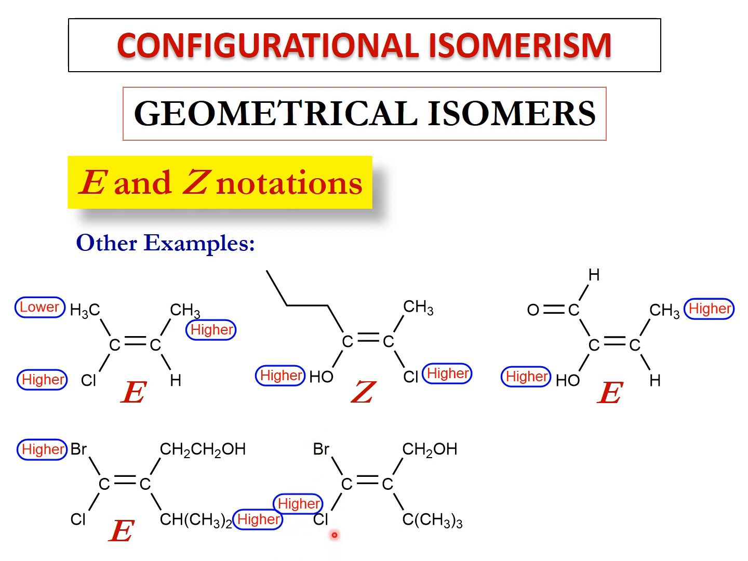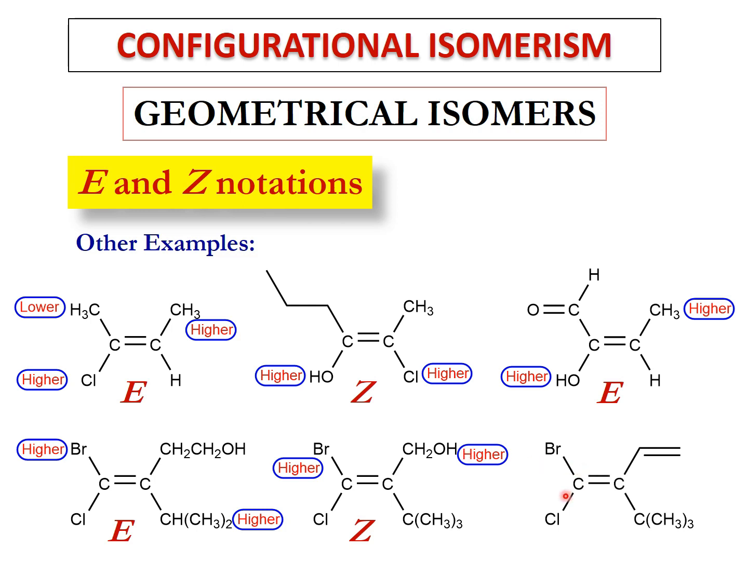Again, we have a bromine and chlorine, so bromine has a higher priority. On the right hand side, we have a CH2OH and this butyl group attached, in which a carbon atom has three methyl groups attached to it. Now you see here we have two hydrogen and one oxygen attached. Here we have three carbons attached. So carbon attached to oxygen here, and a carbon attached to carbon here. So this will have a higher priority, and the geometry would be Z.